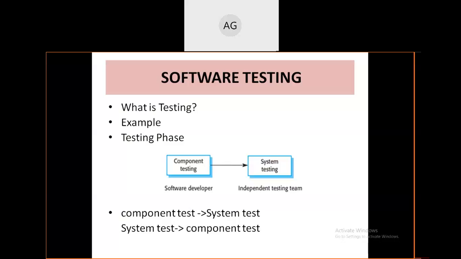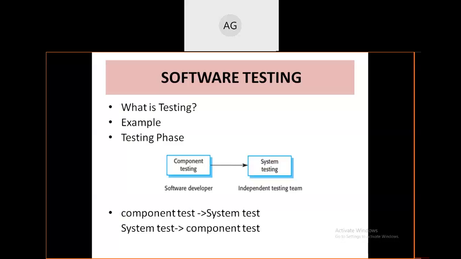Suppose the developer has developed the code. After developing the code, it is not directly sent to the clients. Take any company, just take Infosys. In the Infosys company, there are many departments. You can take one department. Each department has different teams, and each team has different team leads. So one team develops the code and another team is for testing.